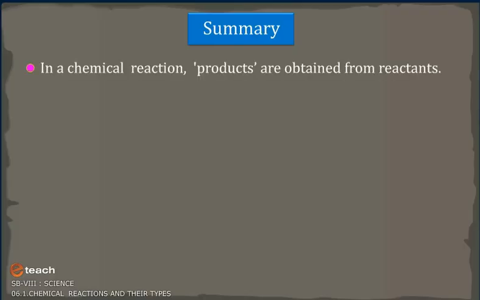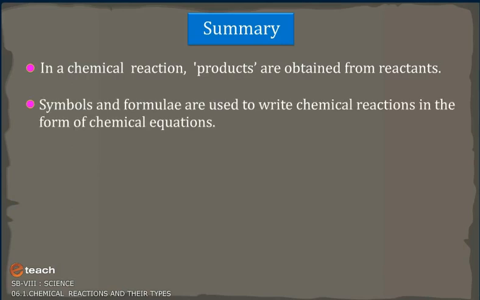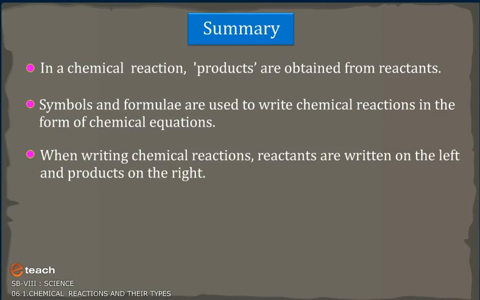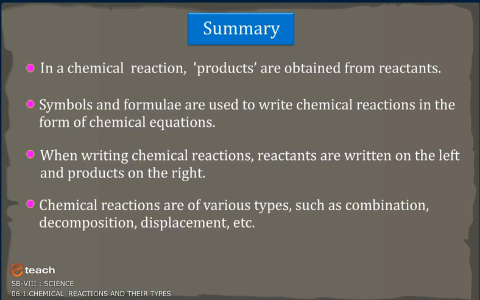Summary: in a chemical reaction, products are obtained from reactants. Symbols and formulae are used to write the chemical reactions in the form of chemical equations. When writing the chemical reactions, reactants are written on the left and products on the right. Chemical reactions are of various types, such as combination, decomposition, displacement, etc.